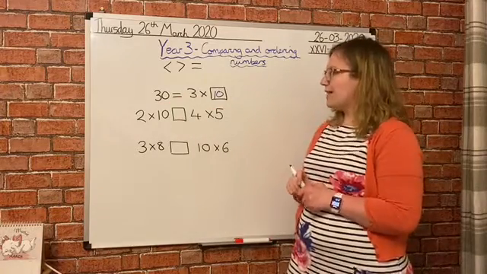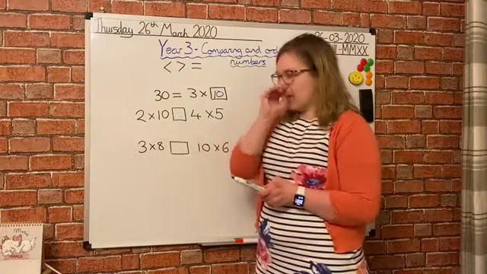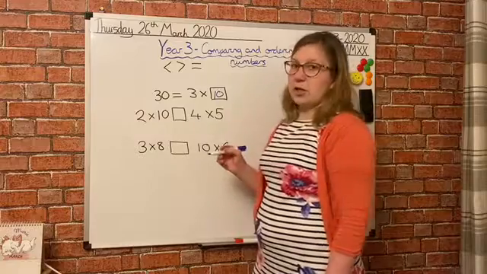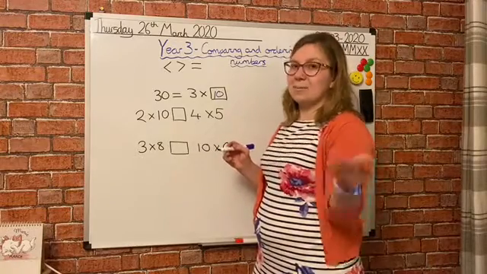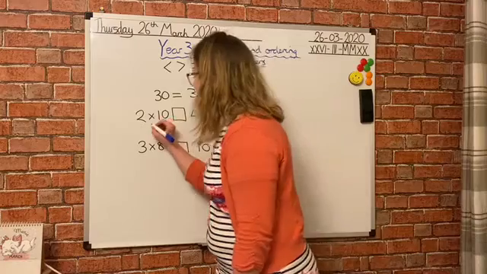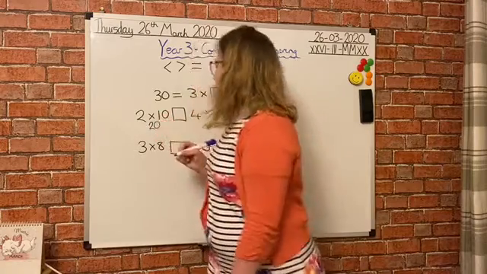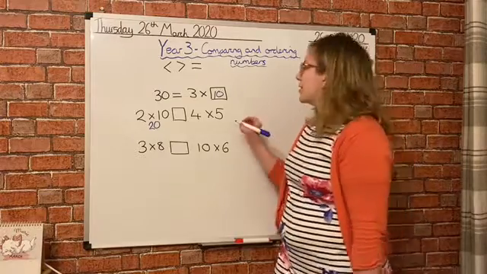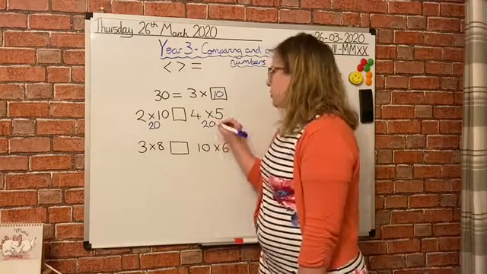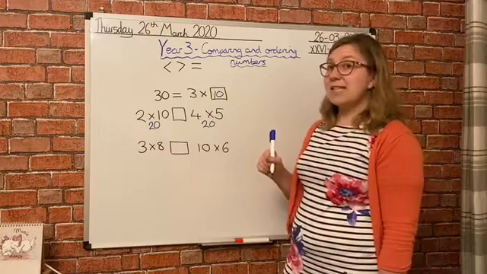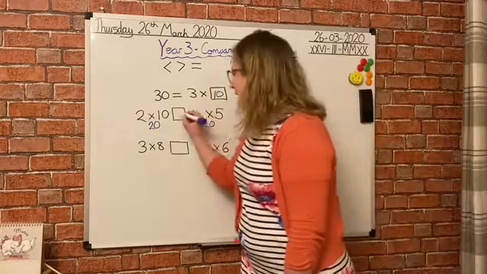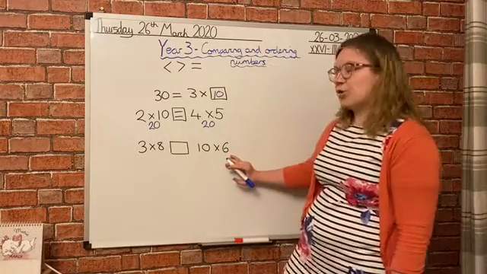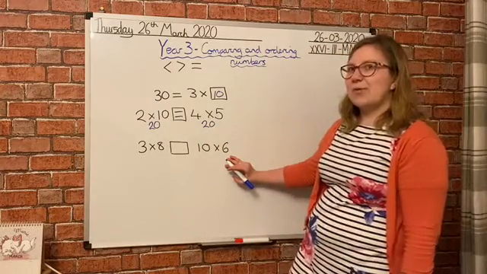Perfect. Second one, we've got 2 calculations. So here I need to work out the value of this side and the value of this side. So 2 times 10 is 20. And 4 times 5 is also 20. So the symbol that needs to go into this box is, you've got it, an equals. Fabulous. Last one on the board, pause the video and have a think before we run through it.